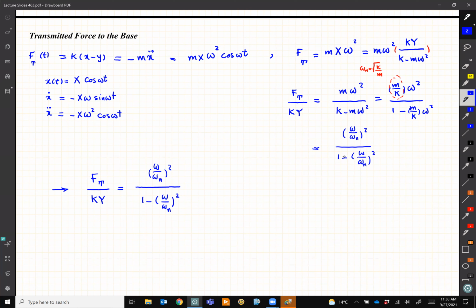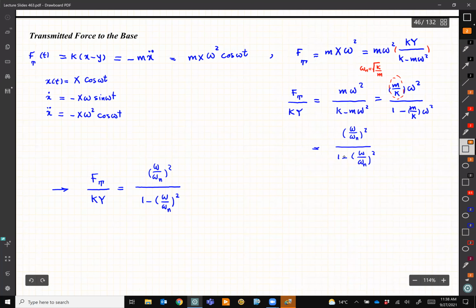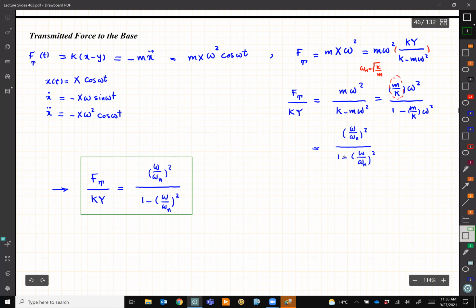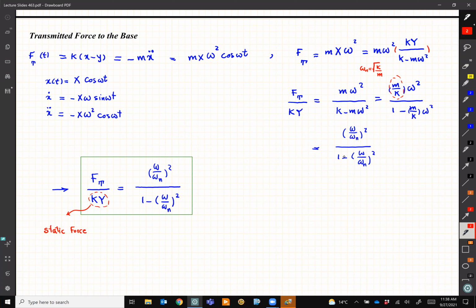That's again another key formula in vibration. Why is it key? Because this Ky is called a static force. That's the force if we apply just a deflection in a spring, right? That's going to be K stiffness multiplied by 1. And this Ft is the transmitted force.